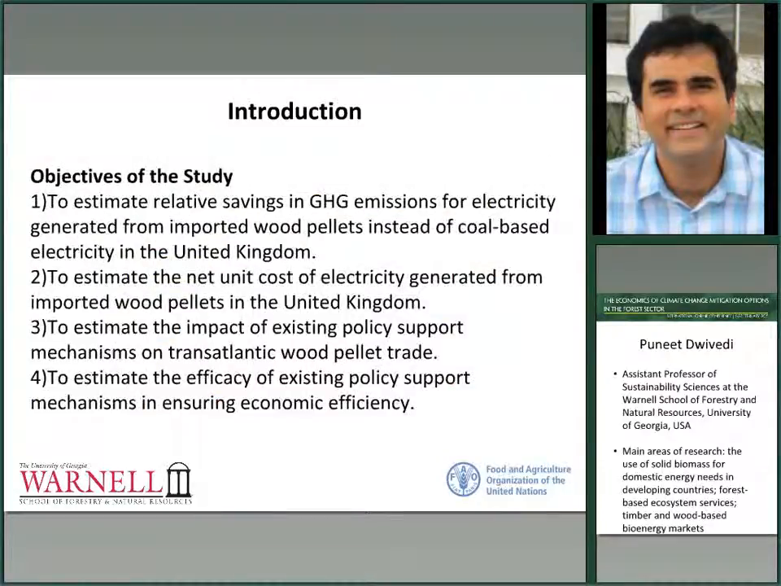With this in mind, I decided to pursue the following four objectives in this research. The first objective was to estimate relative savings in GHG emissions for electricity generated from imported wood pellets instead of coal-based electricity in the United Kingdom. The second objective was to estimate the net unit cost of electricity generated from imported wood pellets in the United Kingdom. The third objective was to estimate the impact of existing policy support mechanisms on transatlantic wood pellet trade. And finally, the fourth objective was to estimate the efficacy of existing policy support mechanisms in ensuring economic efficiency.